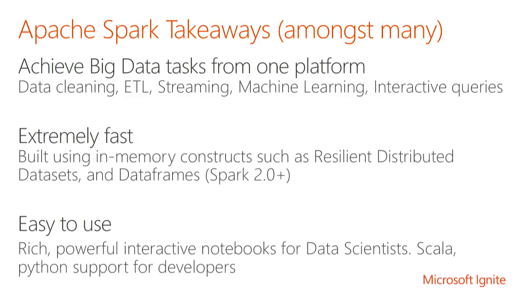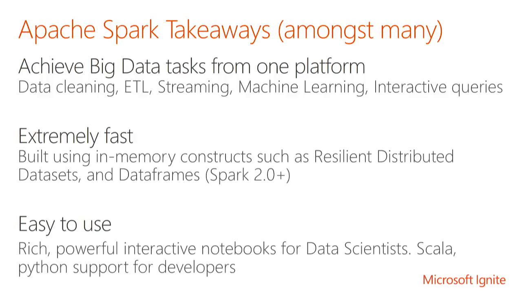This is really important for that Lambda architecture that we talked about before, because it really reduces your overhead for working with one technology versus working with either Storm for your streaming and then Hive for your ETL and then something else for your interactive. Spark is extremely fast. It is built with in-memory constructs such as resilient distributed datasets, known as RDDs, or data frames, which is available in Spark 2.0 plus.